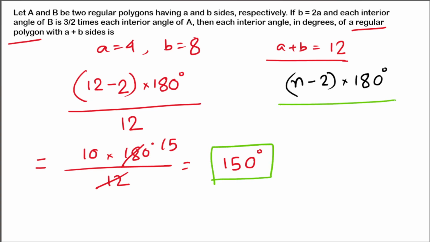So the main idea is this formula, which gives the sum of all internal angles of any polygon, be it regular or non-regular. And the second idea, a minor idea, is that for a regular polygon, all the internal angles will be equal.